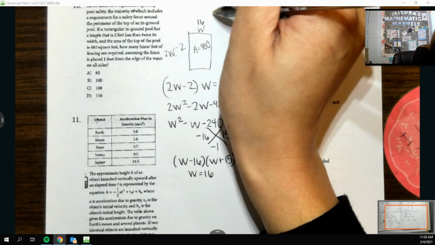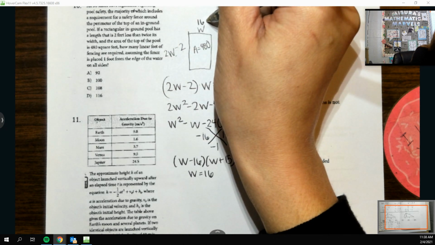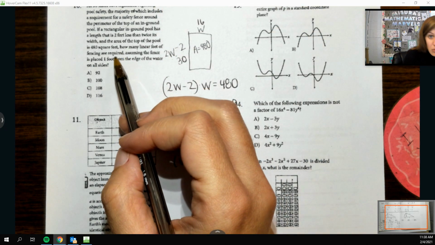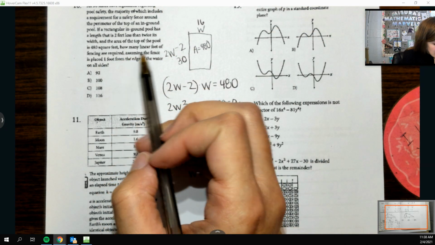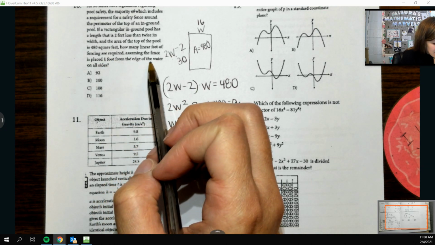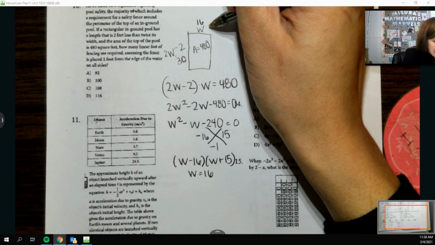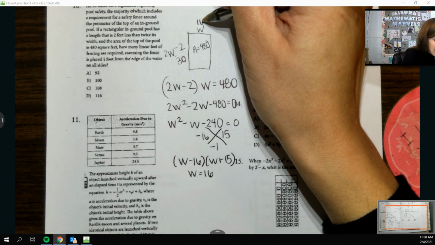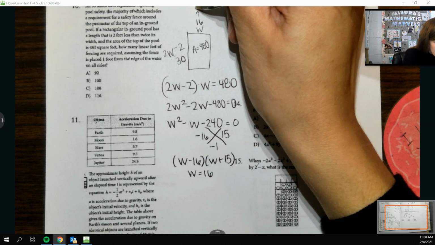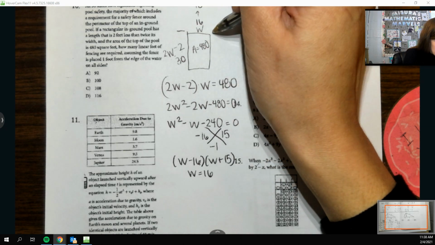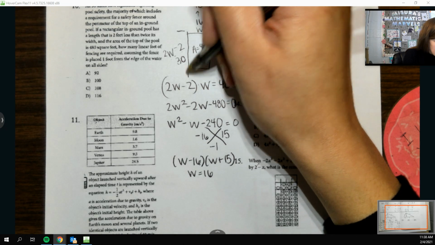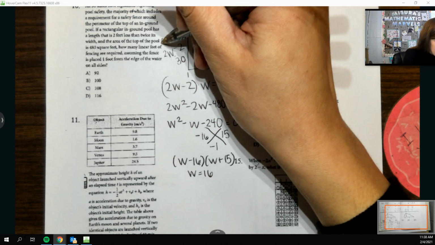The length would be 2 less than double that. So if I double it, it's 32, and 2 less will make it 30. Now back to the real question though. Assuming that the fence is placed 1 foot from the edge of the water on all sides, now I think I really need for it to be 18, because we would go a foot this way, a foot that way. And I really need it to be 32 because I need to go a foot that way and a foot that way.